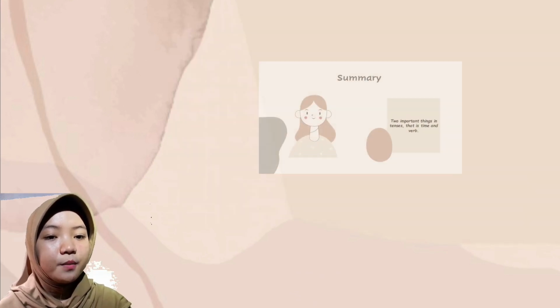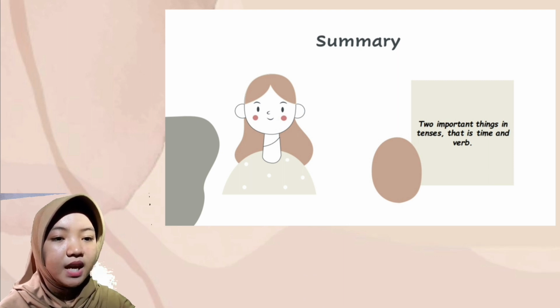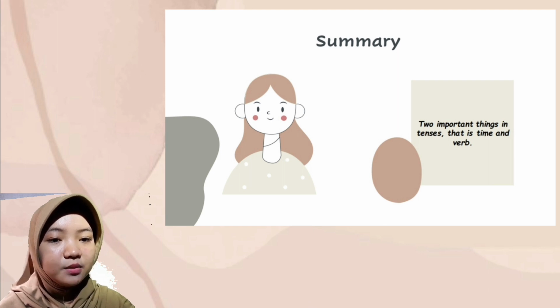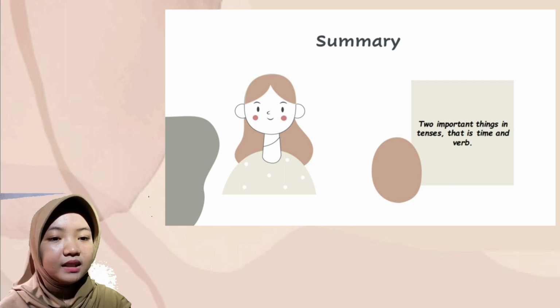In summary, from all of them, we can draw two important things in tenses, that is time and verb. Simply put, by following the rules of tenses, we can show the time with the help of the verb in the sentence we are expressing. More simply, tenses indicate when an action occurs. In a sentence, this action is represented by a verb, and in a certain form, this verb will determine the time when the action occurs.